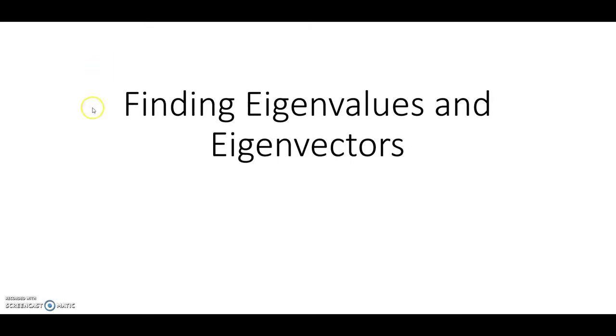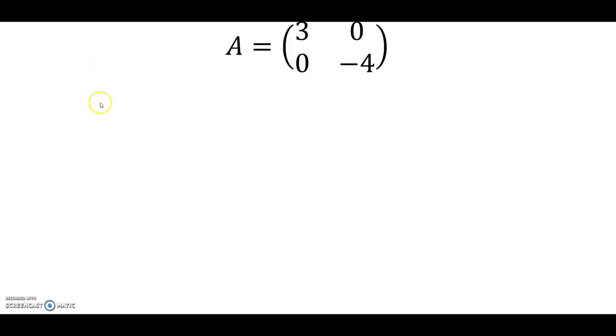We'll talk briefly about finding eigenvalues and eigenvectors. Let's say we start out with this matrix A equals 3, 0, 0, negative 4. We know that an eigenvalue is a value lambda, and its corresponding eigenvector is a vector v. A is 2 by 2, v is 2 by 1, and lambda is a 1 by 1 scalar.